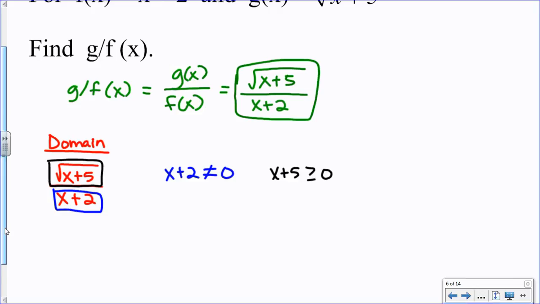Okay. So the denominator then tells me that x can't equal negative 2. So that's part of the domain. Then I also have that x must be greater than or equal to negative 5.